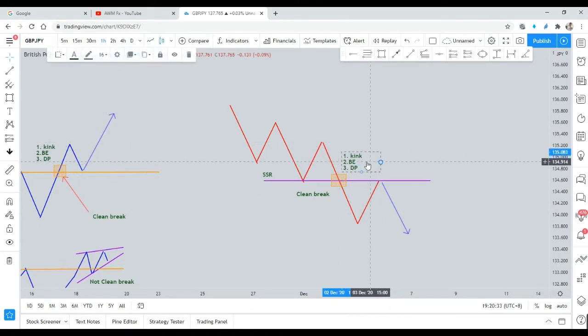Why do I need this? This is because I want to have a sniper entry, or what we call a confirmation, the third confirmation.